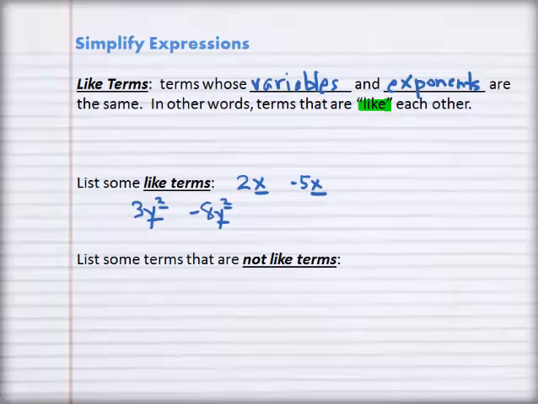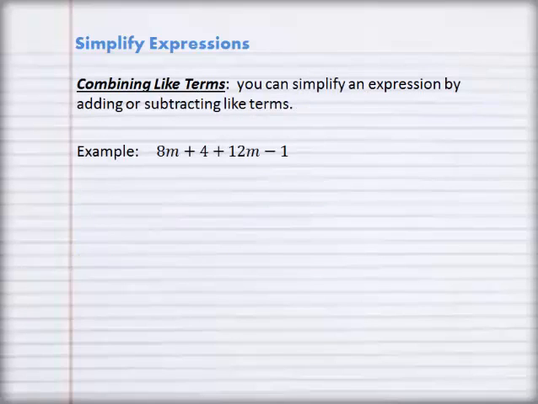Alright, so I'd like you to take a moment and see if you can list some other terms that are like terms, and then also list some other terms that are not like terms. By simplifying expressions, what we're going to do in this lesson is combine like terms. You can simplify an expression by adding or subtracting the like terms.